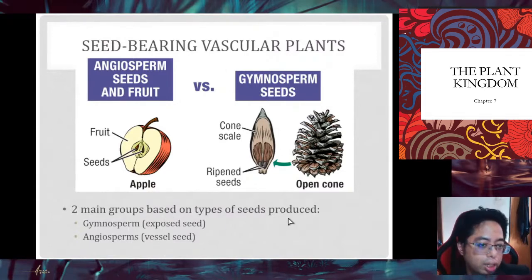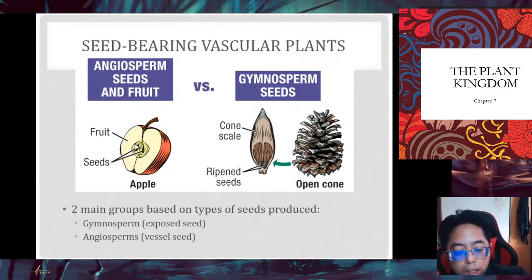Just a seed. Here is an apple. Apple is a fruit, but what is the fruit containing? It is containing a seed. So the actual baby of the plant is the seed, and it is surrounded by a fruit. Because of that, it's called the vessel seed. The seed is actually in a vessel, which is a fruit.